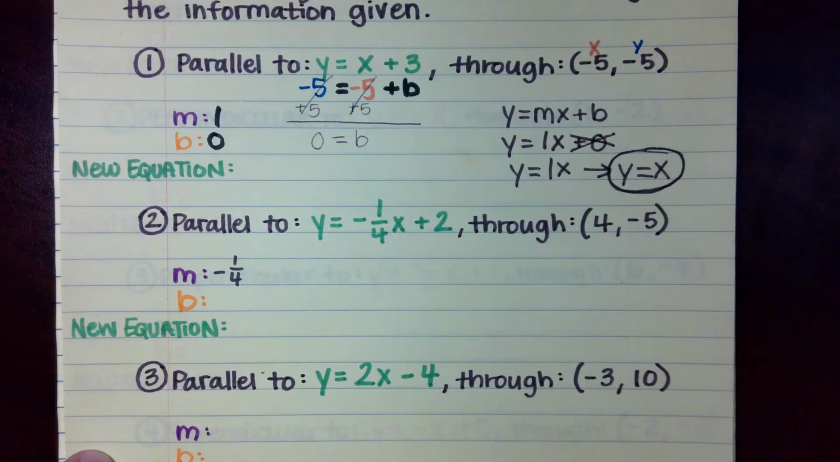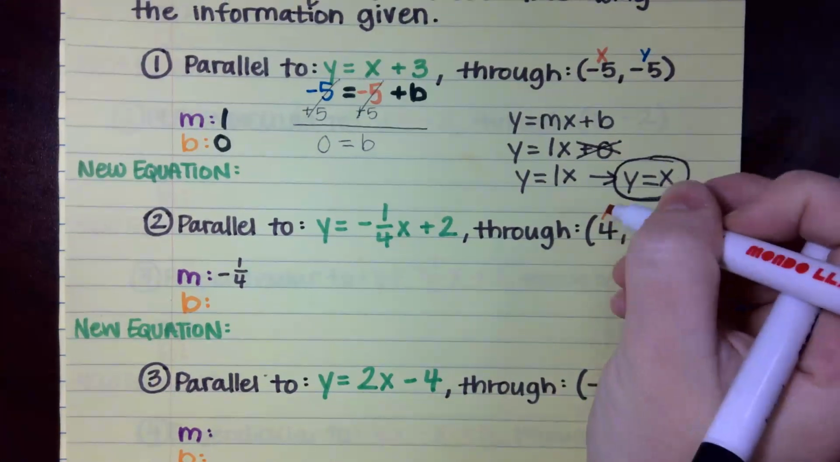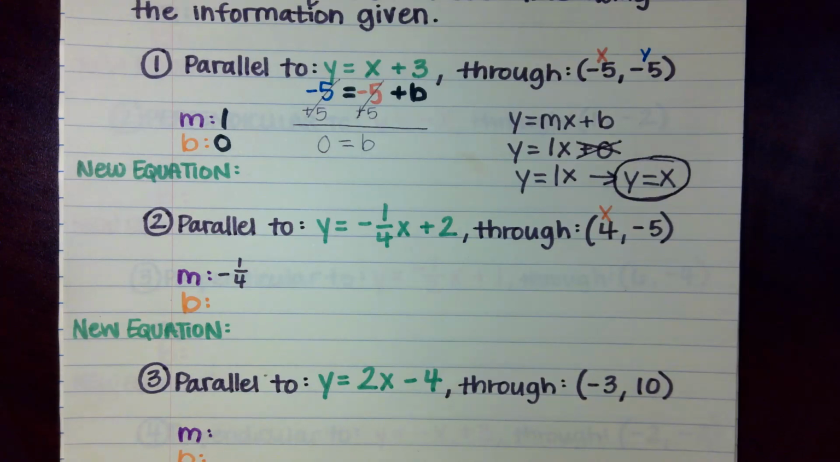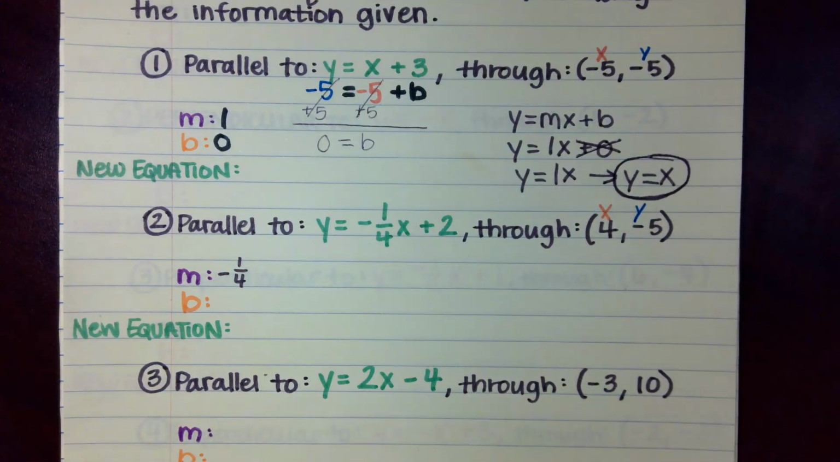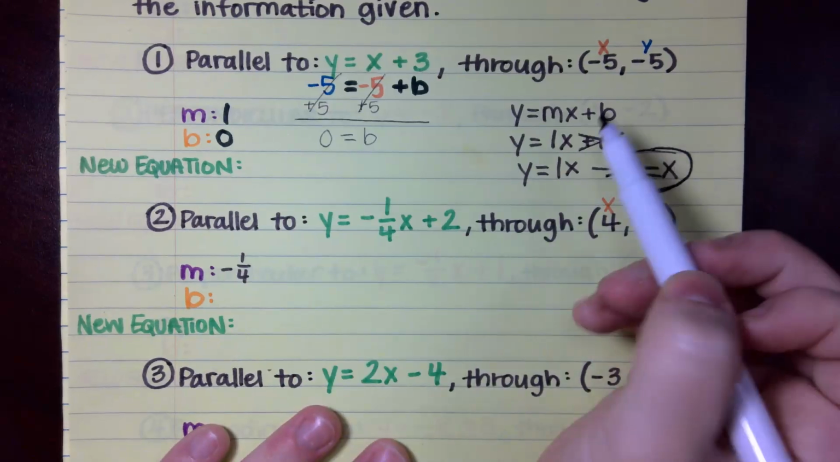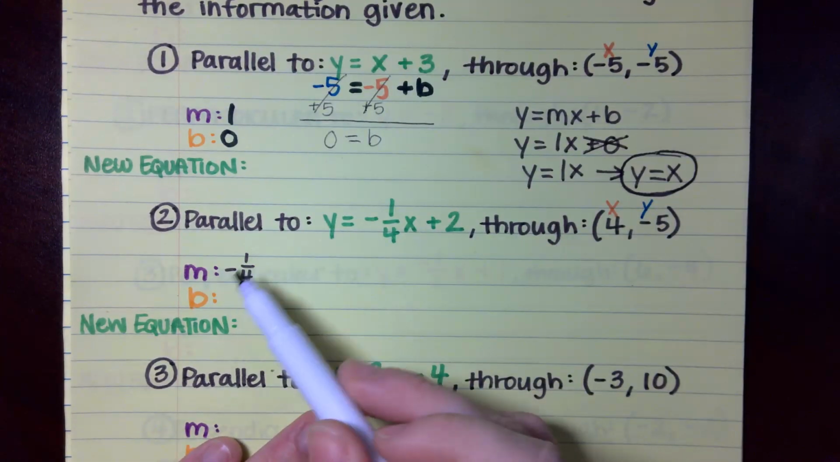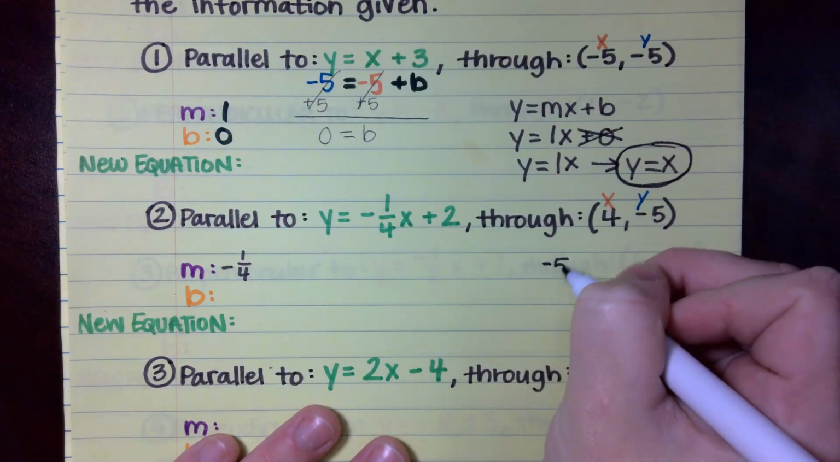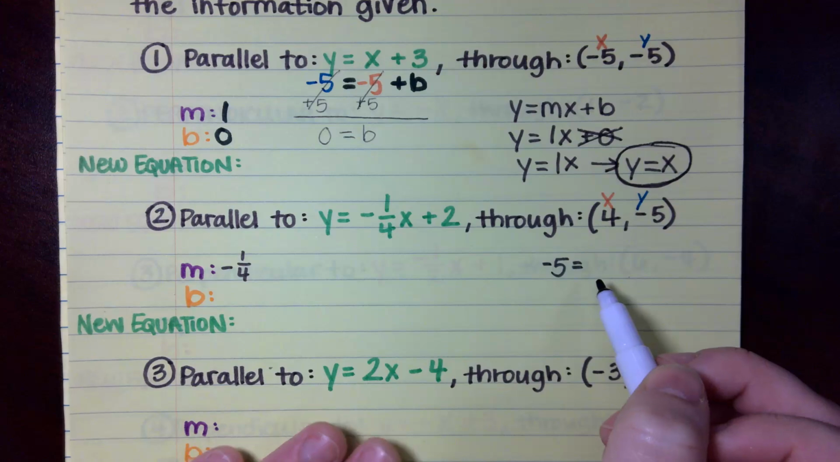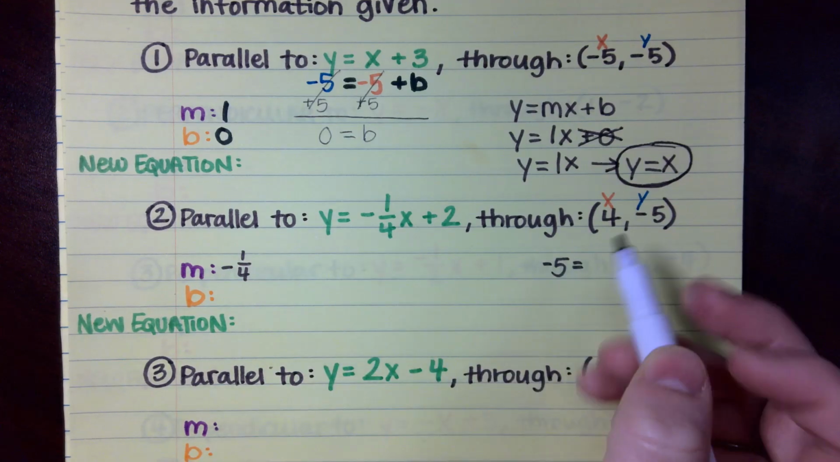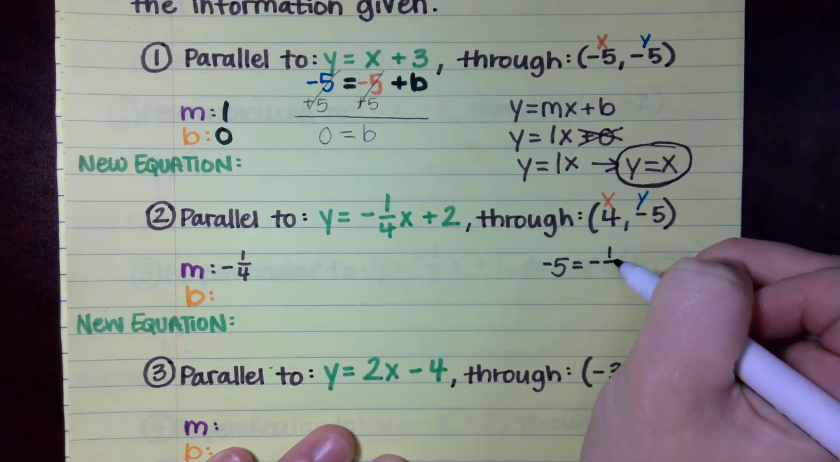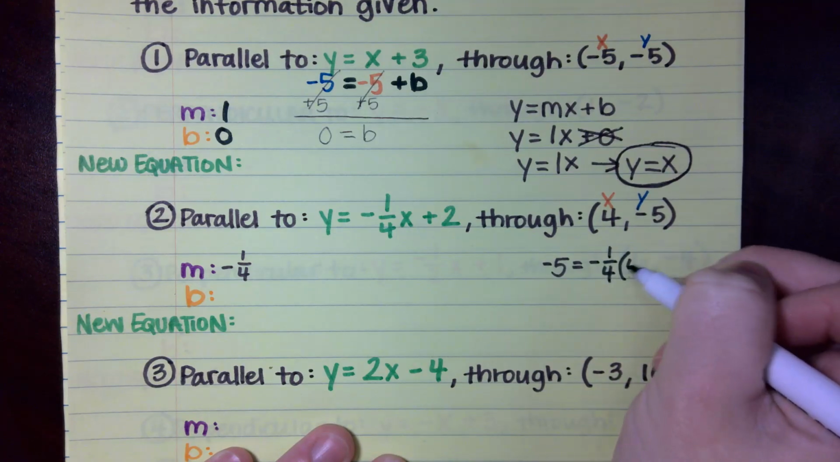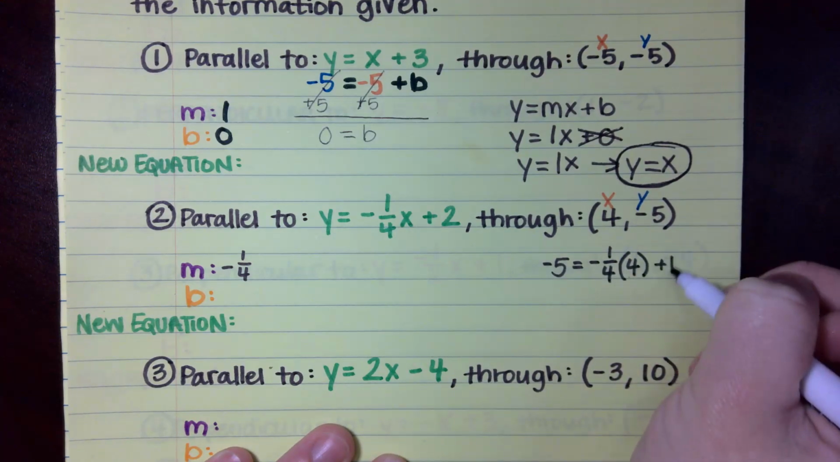So we're going to plug in 4 and -5. Now we just need to solve for b. If it helps you to label your x and y, you can do that. Then we just want to plug the x and the y into y = mx + b. We're also going to plug that slope in. So y, that's -5, equals m, what's our slope? -1/4 times x, so times 4, plus b.